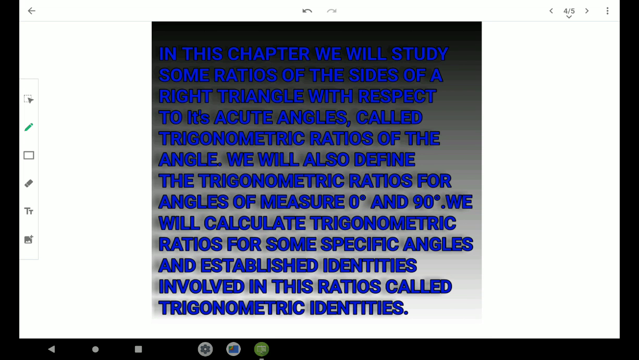Now in this chapter, what are we going to study? This is an introduction to trigonometry. The chapter name is Introduction to Trigonometry, and chapter 9 covers applications of trigonometry. I will upload a video on that chapter also. In this chapter, we will study some ratios of the sides of a right triangle with respect to its acute angles, which means a right triangle is given.